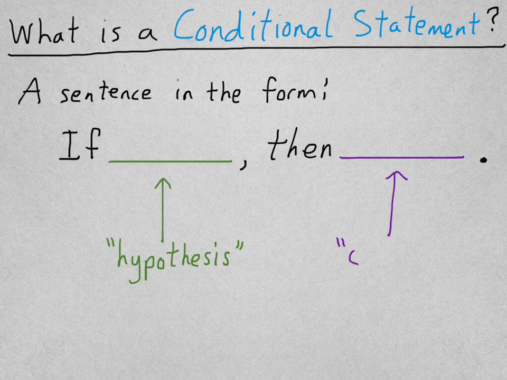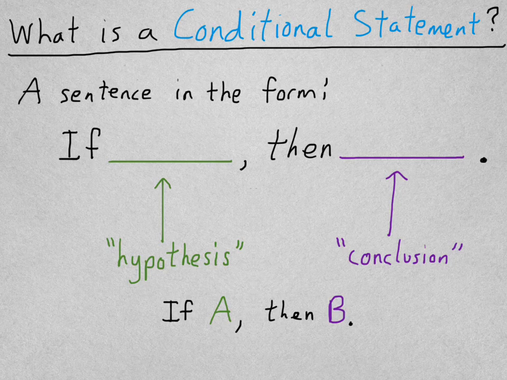The part after the word then is called the conclusion. So if the hypothesis happens, then the conclusion happens. We abbreviate this as if A, then B, or sometimes just with an arrow, which still means if A, then B, or A leads to B. Alright, so let's look at a few examples.